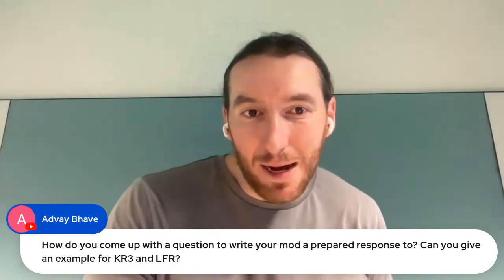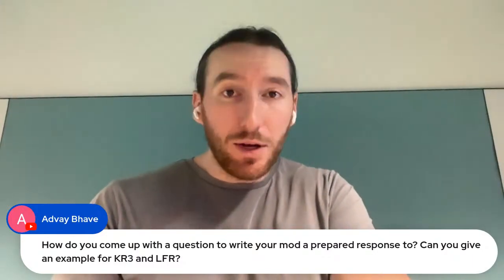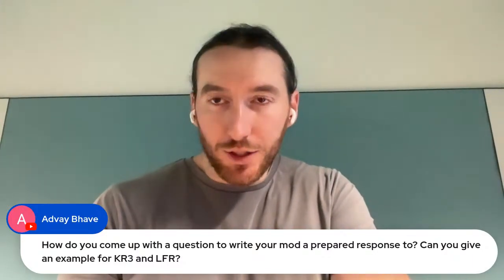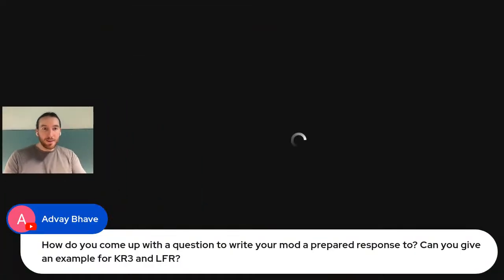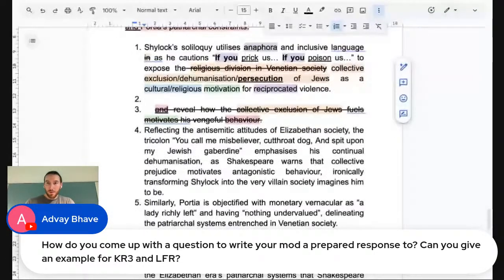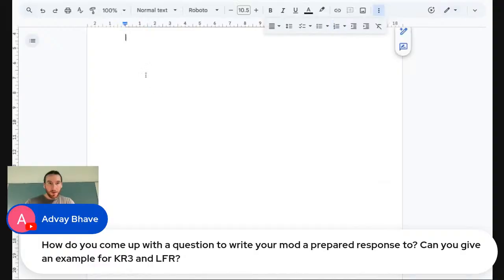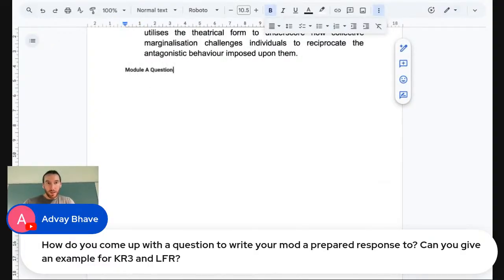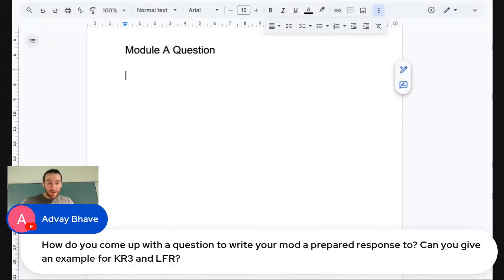So can I give you an example for the Richards? I'll give you a type of question that I like that is very much possible. Let me just share this. Okay, so, a Module A question. It's not just for Richards, this one. I'm choosing a more generic one, and you can apply it to Richards or to another text.